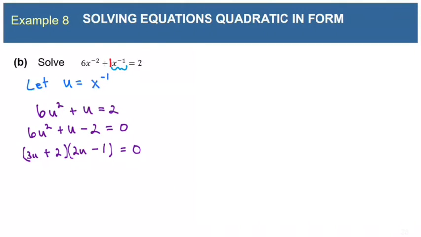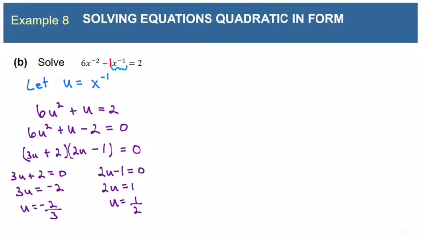And now let's see if our signs add up the way we want them to. Outer times outer is negative 3u. Inner times inner is positive 4u. Negative 3 plus 4 does add up to positive 1. That's what we wanted. So this factoring is right. Now we're going to get two u solutions from this factoring. If 3u plus 2 equals 0, then u is negative 2/3, and if 2u minus 1 is 0, then u is 1/2. And now we need to take these u solutions and put them back in terms of x.